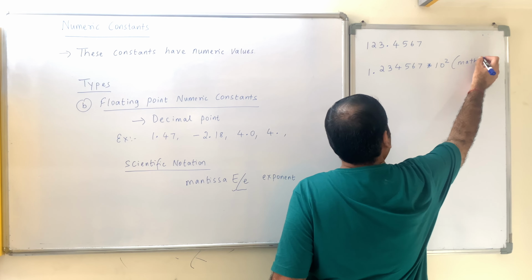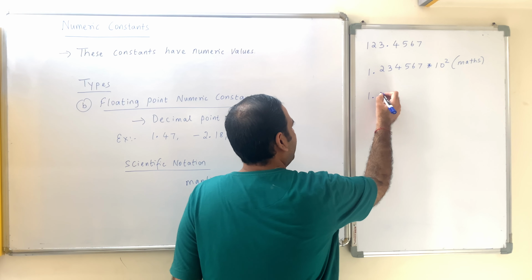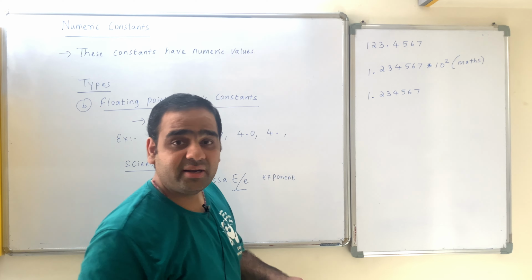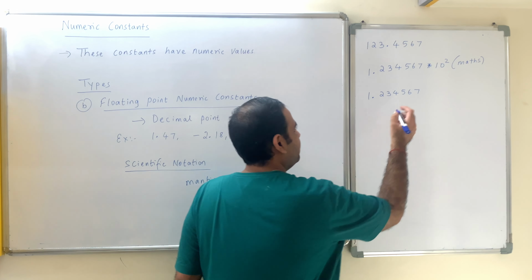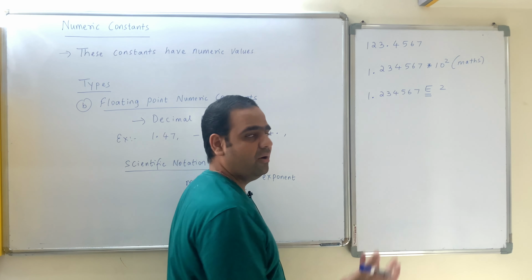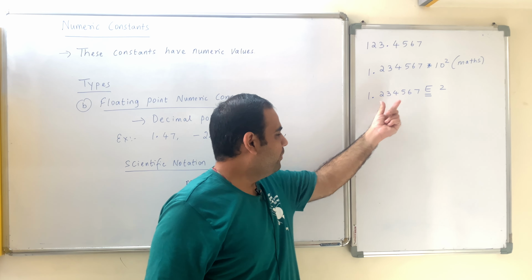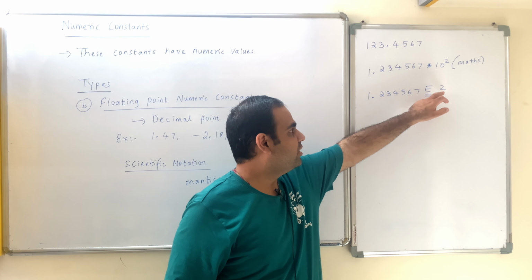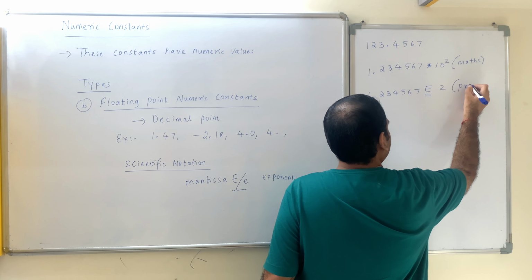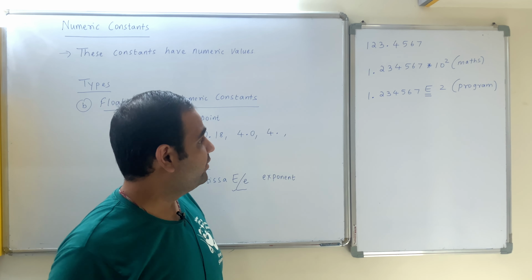Now, how do we write the same thing in programming? We write it as 1.234567. We don't write it as 10 to the power 2. Instead, we write it as E2. This E means 10 to the power 2. This becomes the mantissa part, and this is the exponent part, that is 10 to the power 2. This is the way we write in any given programming language, in C programming language.